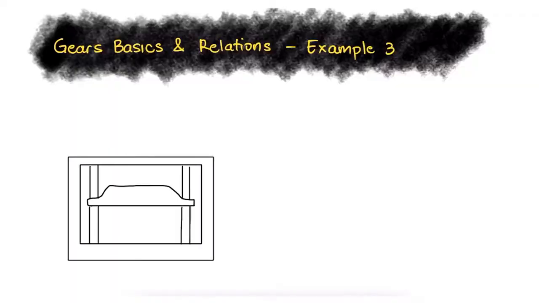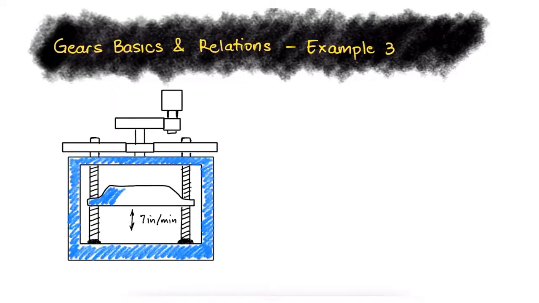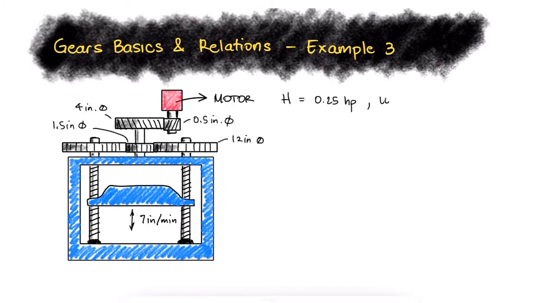If the press head of the press shown can move at 7 inches per minute with a motor that has 0.25 horsepower and lead screws with a 1/4 inch of pitch, what is the speed of the motor and what is the mechanical advantage of the system?